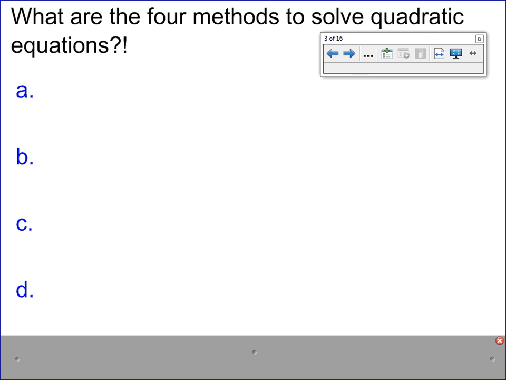Andrew? The taking of the square root. Good. And so we solved by taking square roots before, right? We know square roots undo squaring. So taking square roots.